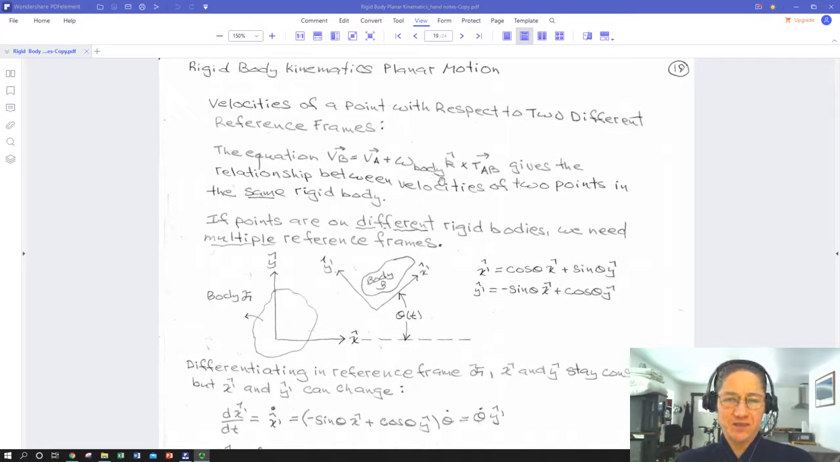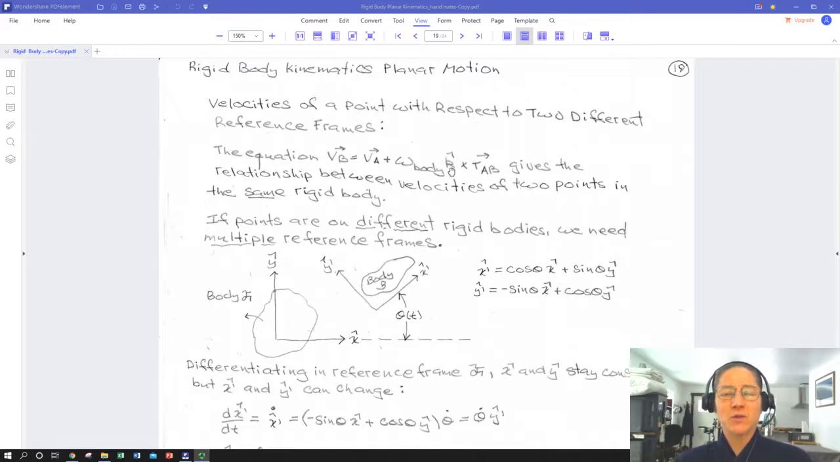Welcome, dynamics students. In this lecture, we'll be discussing rigid body kinematics and planar motion and tackling the idea of two different rigid bodies moving with respect to two different reference frames. So far we've been looking at a single rigid body moving with respect to a fixed external reference frame, and then looking at the motion of two different points on that same rigid body.